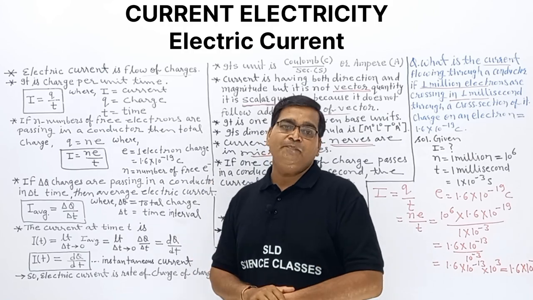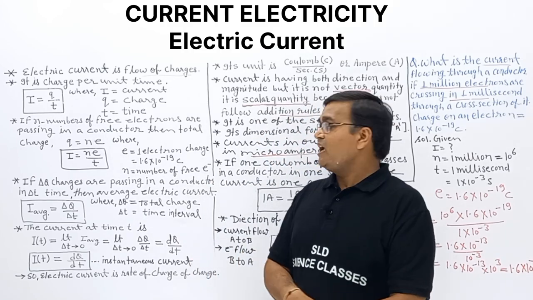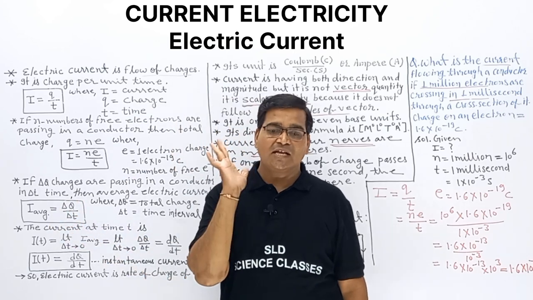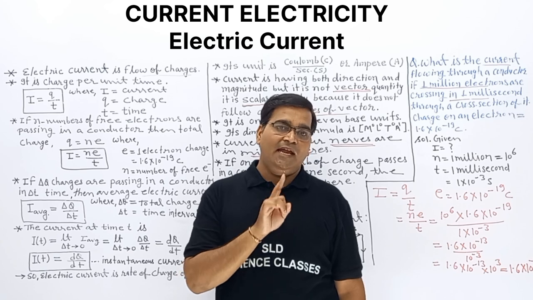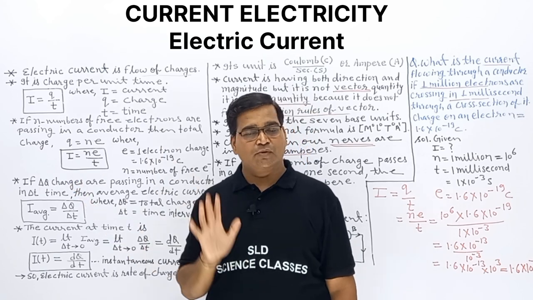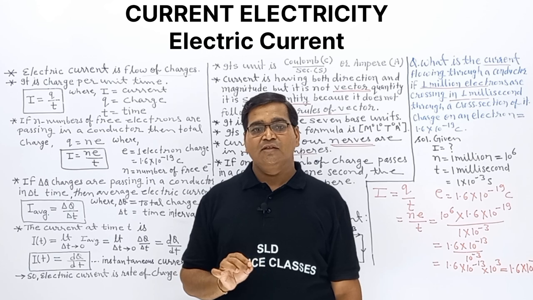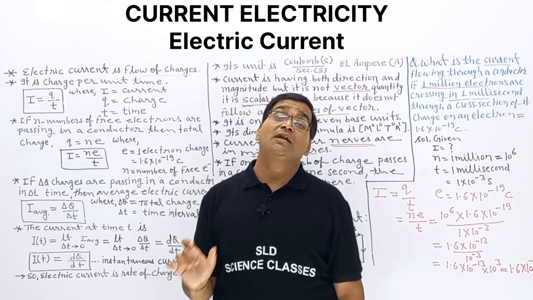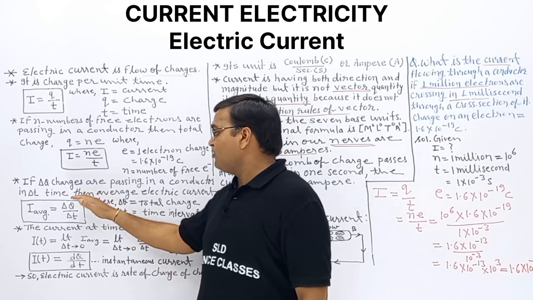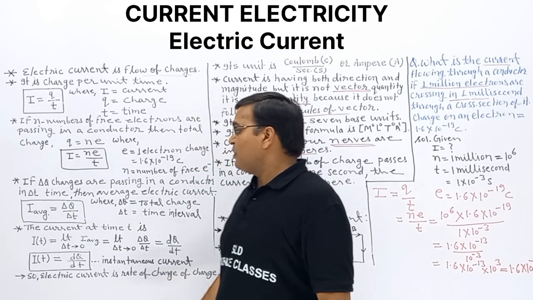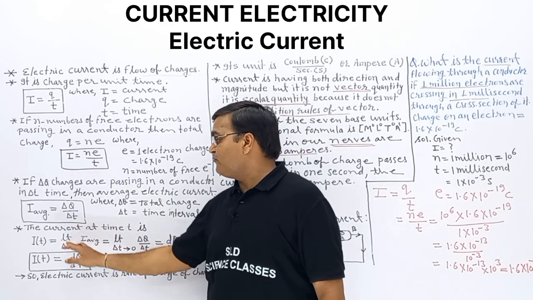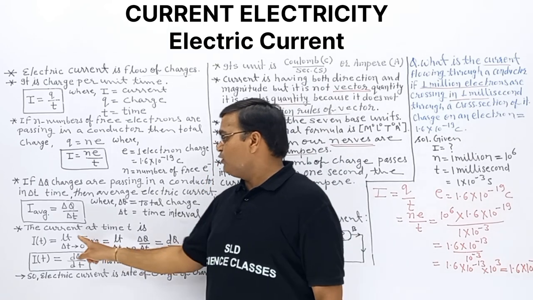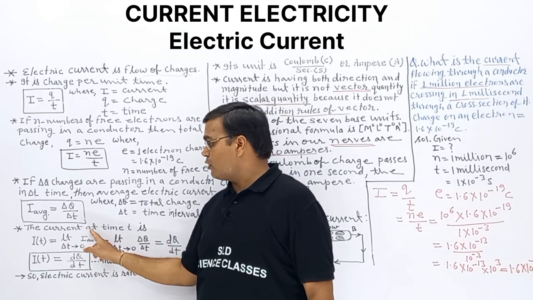Clear? How will we find the average current? Average current is the total charge upon the time interval. At t1 we have charge, at t2 we have charge, then we observe the total charge and total time interval. And this will be the average current. Once we obtain this value, we can find the current at time t, that is the instantaneous current, for which we use the limit of delta t tends to 0 of the average current.